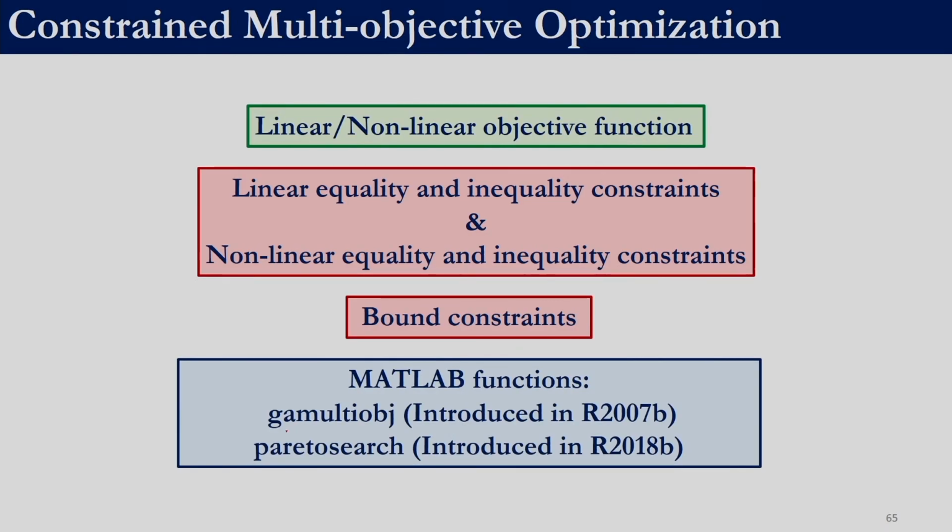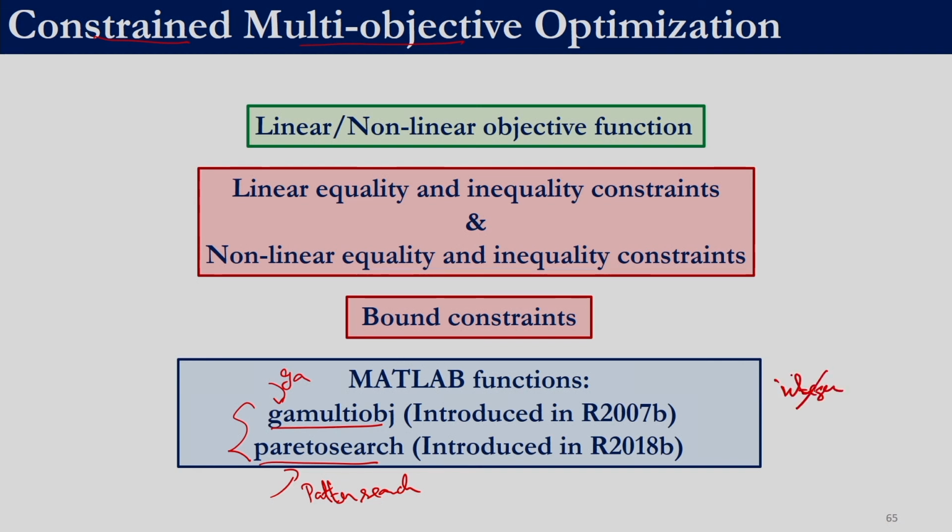Welcome back. In this session we will look into how to solve multi-objective optimization problems using the inbuilt functions of MATLAB. MATLAB has these two functions, gamultiobj and paretosearch. gamultiobj is based on the genetic algorithm, whereas paretosearch is based on pattern search. Both of these functions can solve multi-objective constrained optimization problems, but neither of them supports integer variables.